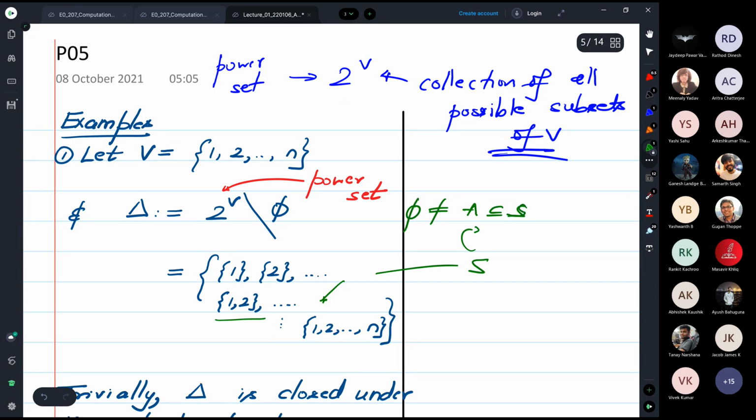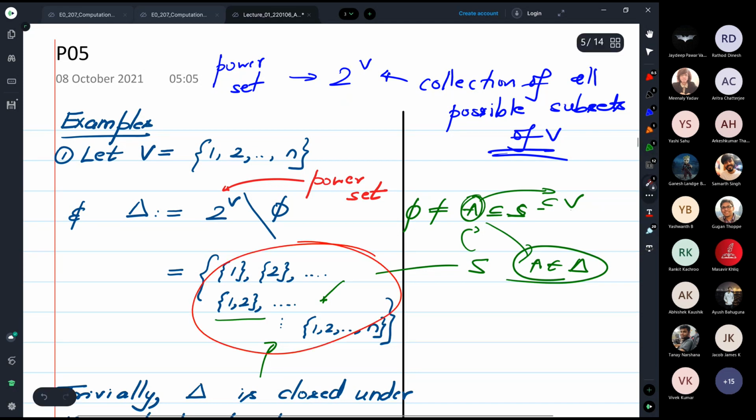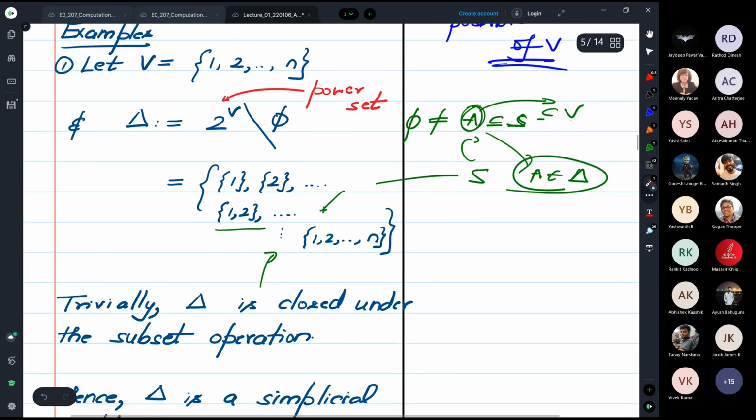Now we know that S is a subset of V and consequently A must also be a subset of V. And in this collection, we have included all possible subsets of V and hence A must also belong to this collection over here. So in that sense, you can see that indeed this collection is closed under the subset operation. And that's why this indeed is a simplicial complex.